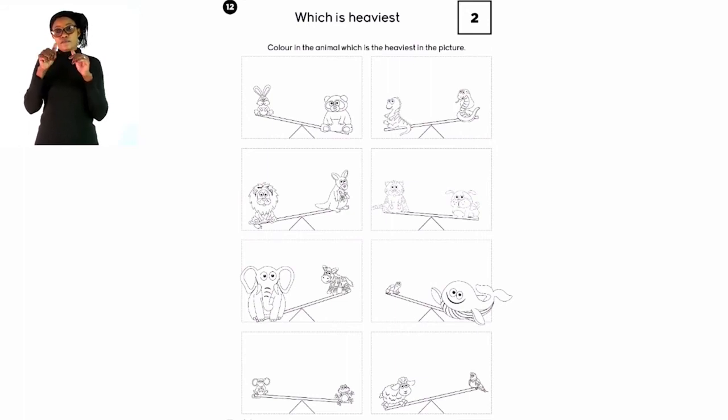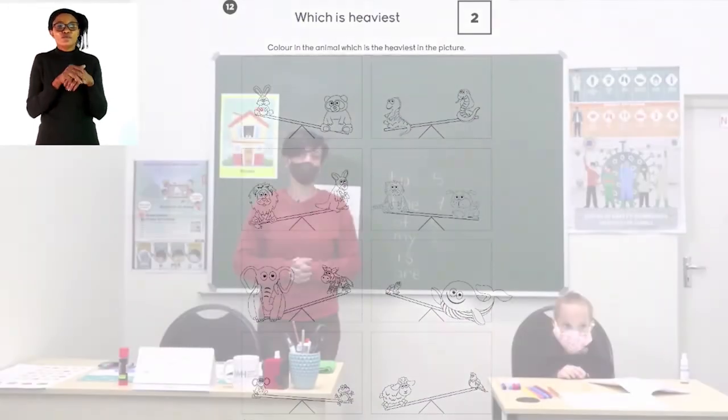Let's look at the next picture next to that one. We see it's a dinosaur and a snake. So which one is heavy? Is the dinosaur or the snake heavy? The dinosaur. So we have to color in the dinosaur. Oh, you are so clever. Good. So now you have to do the rest. Remember, you must color in the one that is heavy. I thank you very much.